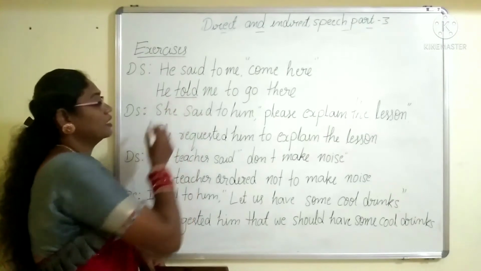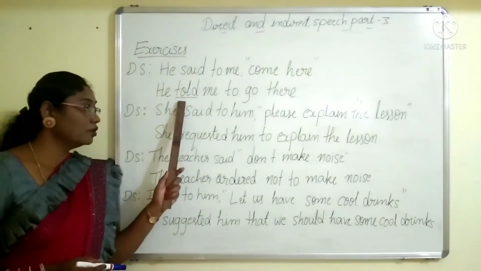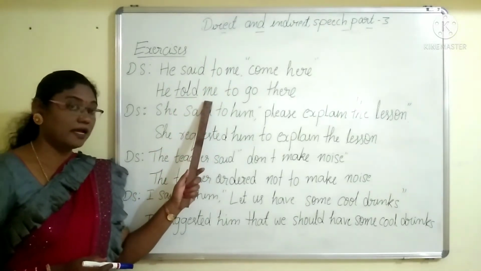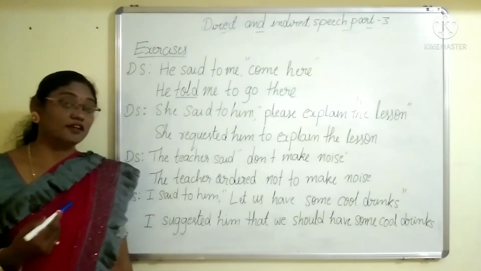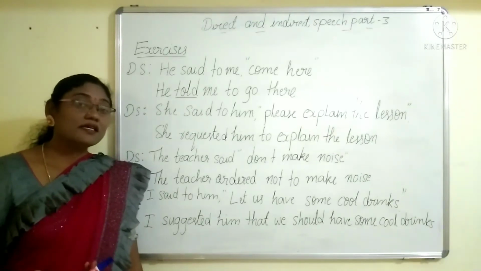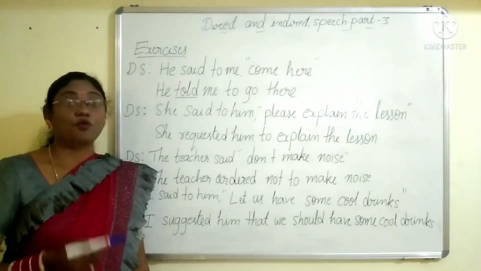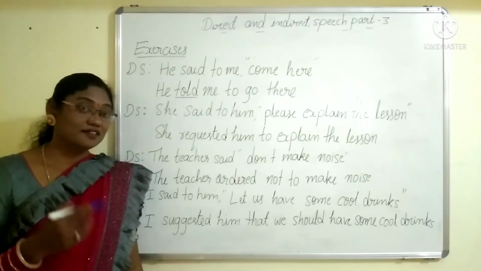This is what we call the reporting verb, right? Said became told, and "to" is removed and "me" is written as it is. Then, see what is the second rule? Remember, if there are any commands or requests or instructions, we have to use the infinitive, isn't it? The second rule.